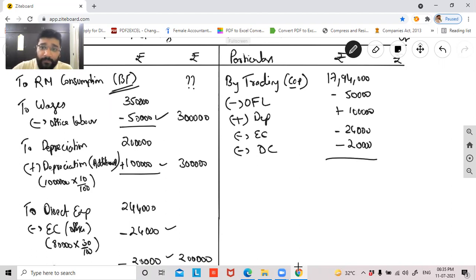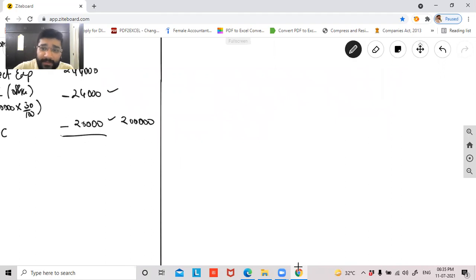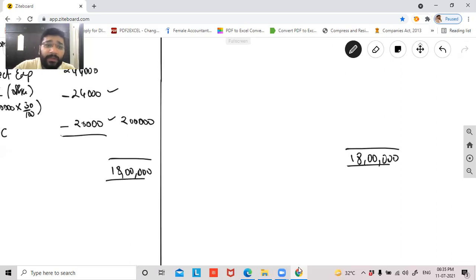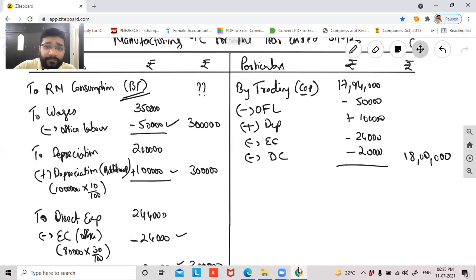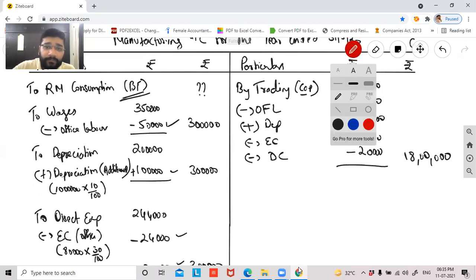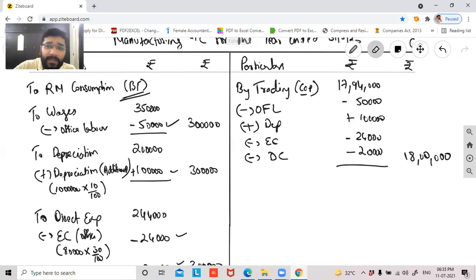18 lakhs, sir. Are you all getting 18 lakh rupees as the revised cost of production? Yes, sir. 18 lakh rupees is the revised cost of production. This is the total, guys. Now from that, you minus all the other expenses in such a way that the balance will be on the debit side, raw material consumption. From 18 lakh minus all these expenses, guys, let's see what is the raw material consumption we're getting.